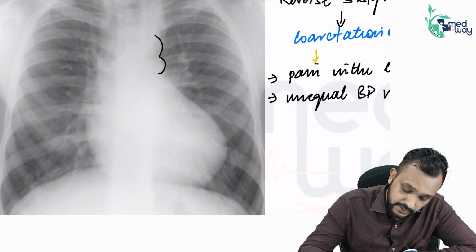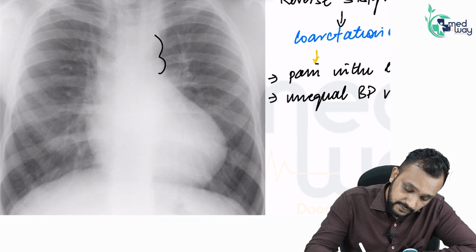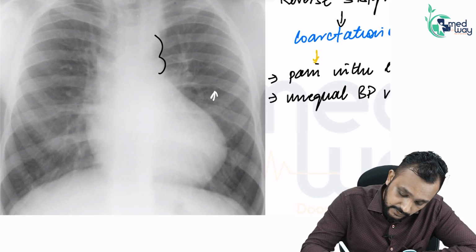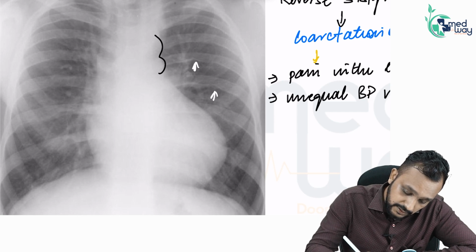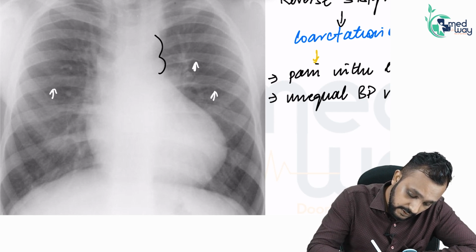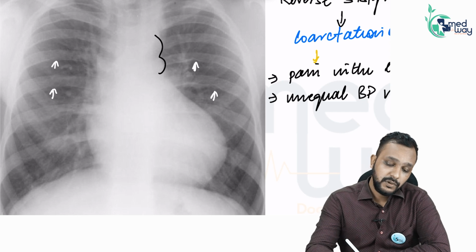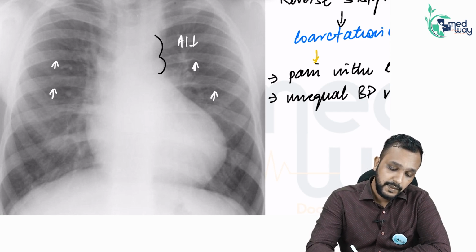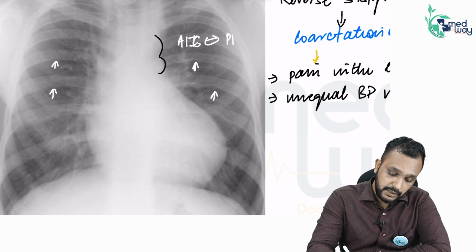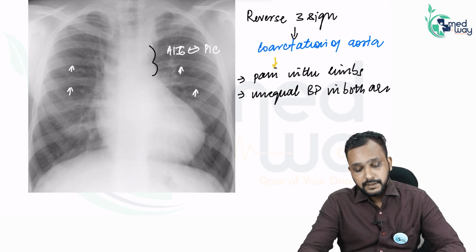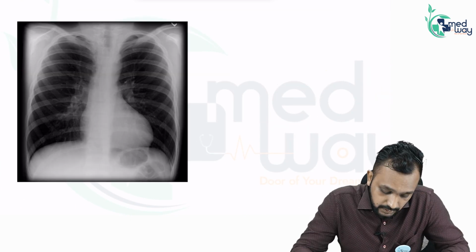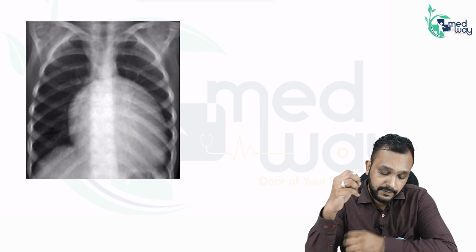Here in these patients you can again see that there is notching along the inferior border of the rib, which is due to the collateral formation between anterior intercostal artery and posterior intercostal artery, right? Now, guys, coming to the next image, what are we able to see in this image?